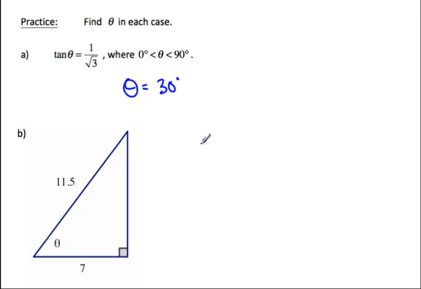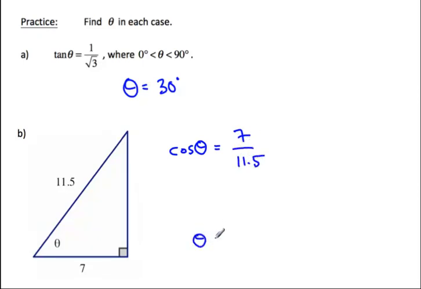So all we need to do is look at our special triangles, and we get theta is equal to 30 degrees. Here's an example of one that you can't do using special triangles. Here we're given a right angle triangle. If this is theta, this is the adjacent side, which is 7, and this is the hypotenuse, which is 11.5. Because we have adjacent and hypotenuse, we know we're going to be using the cosine ratio because the cosine ratio is adjacent over hypotenuse. So cosine theta in this case is 7 over 11.5.